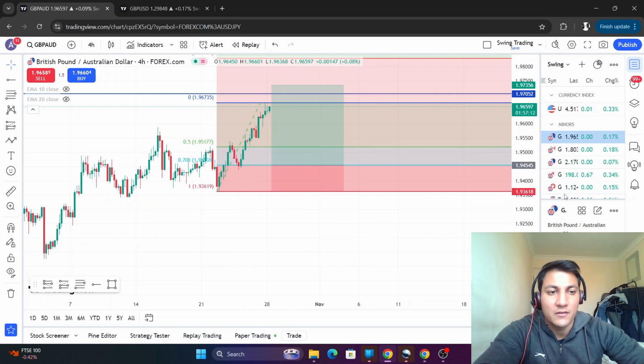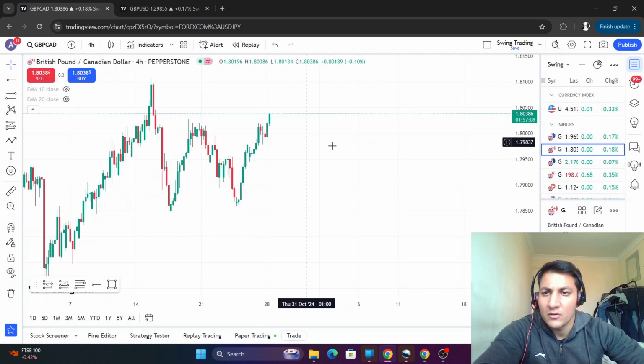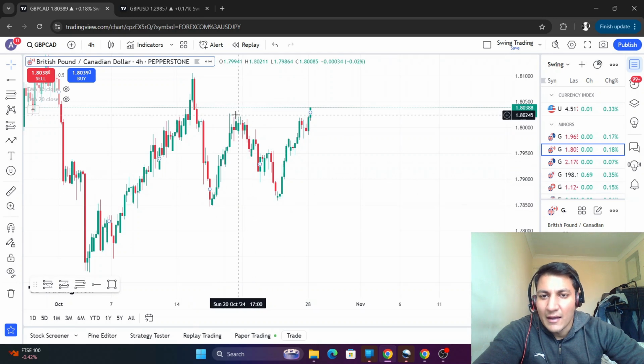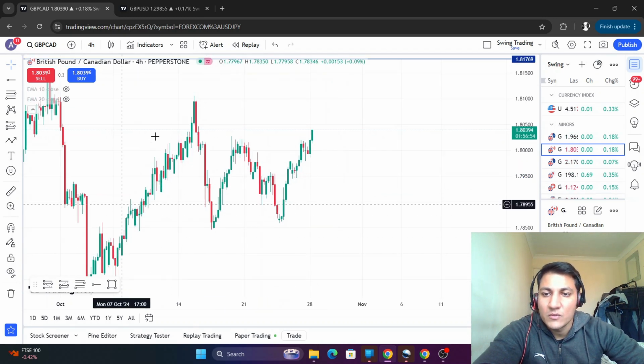This is how I do my analysis, and I'm going to walk you through some other currencies that I'm looking at. So I was looking at GBP CAD. I didn't like how deep this retracement was, because it's almost close to this low, and we've taken out this high already, so there's nothing for me to see here, unless of course we get close to this high.